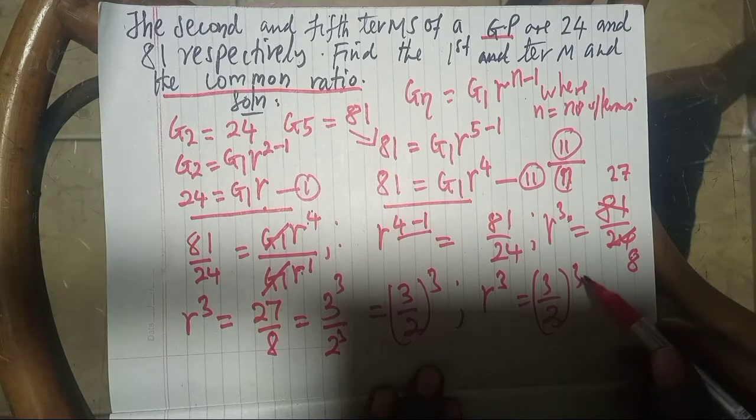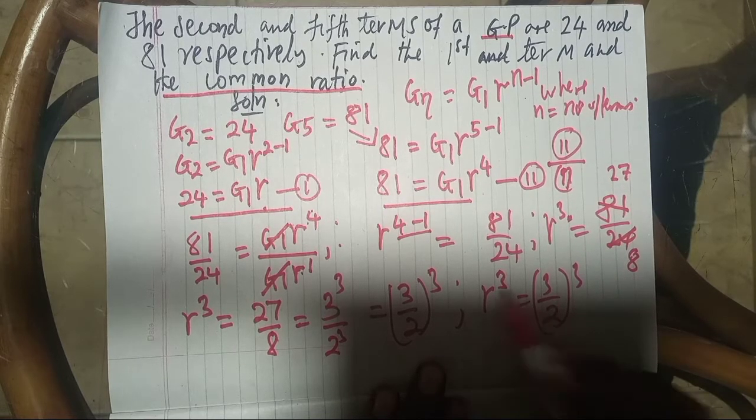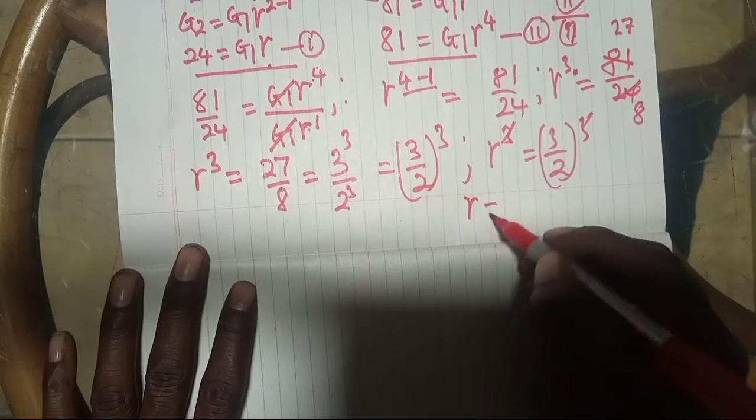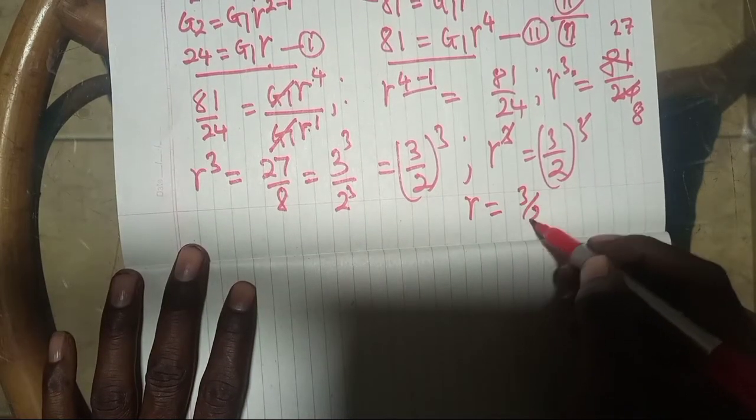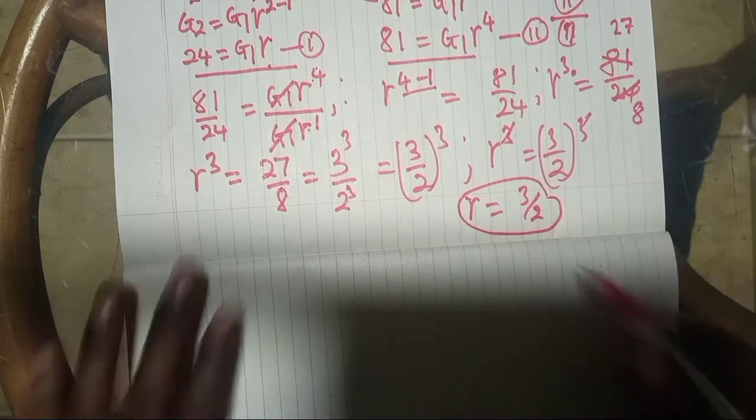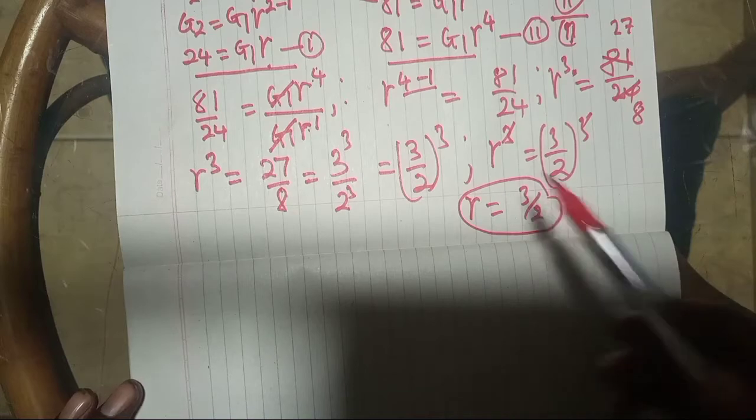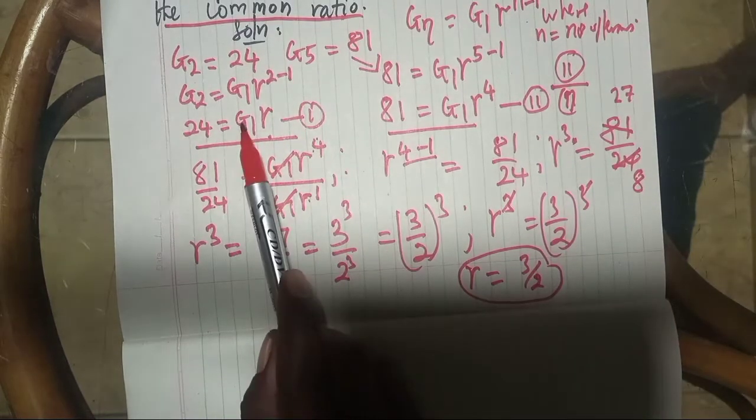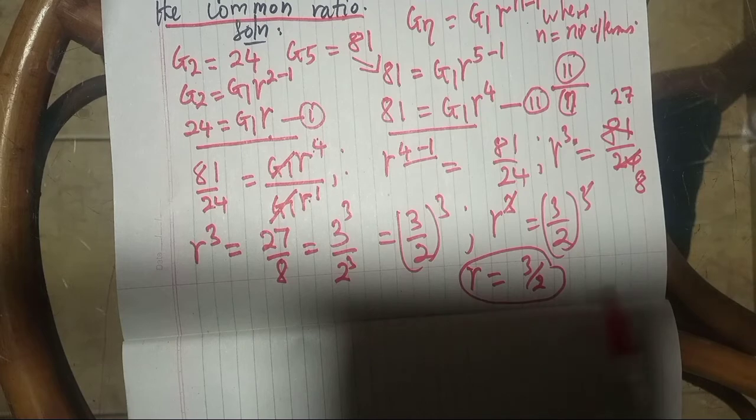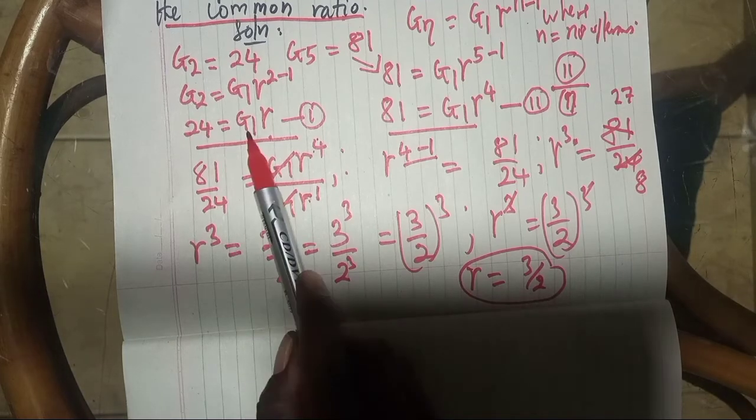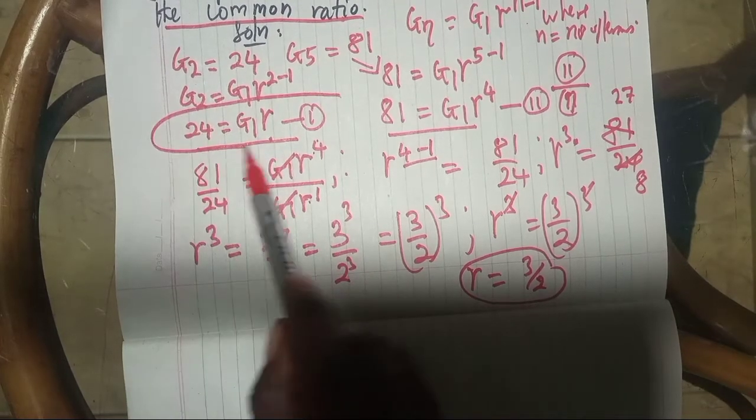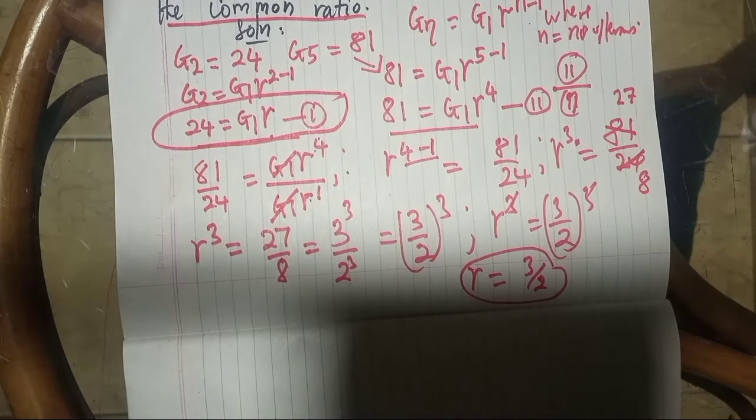And therefore this is R^3 is equal now to (3/2)^3. If now exponents are equal, now bases also are equal, and therefore we come to say R will be equal now to 3 over 2. This is the value of R. Sasa baada ya kuwa tumepata value of R, we come and substitute, we choose one of the equations, whether this one or this one, so as we may find out the value of G1. Now let me choose this one. You choose the simplest one so as you may save time.